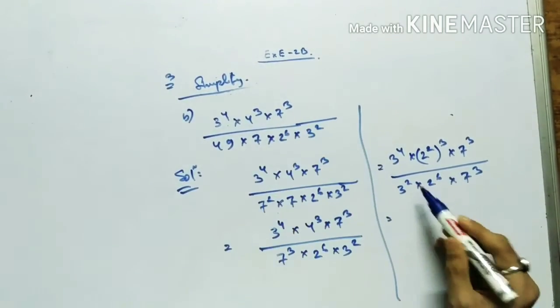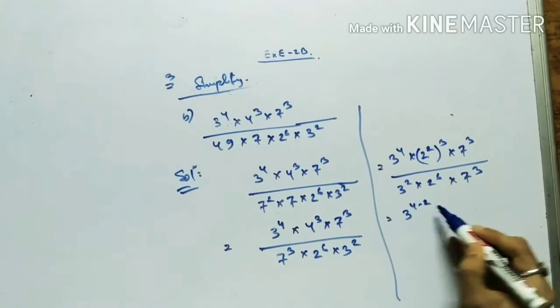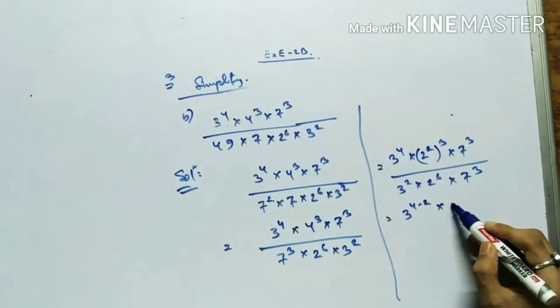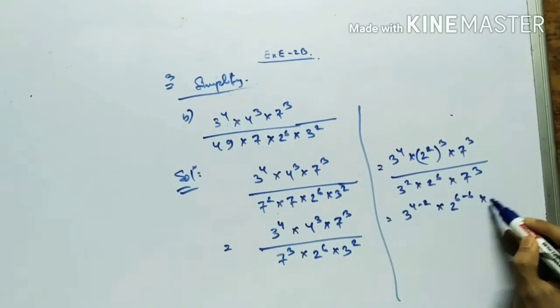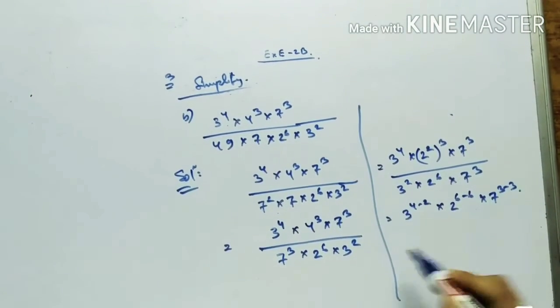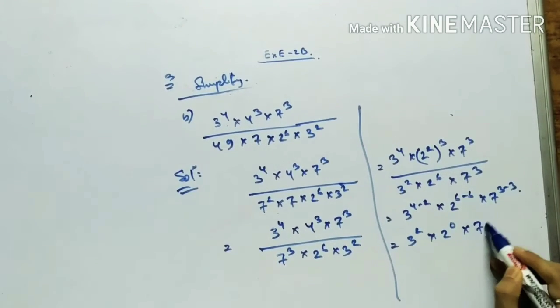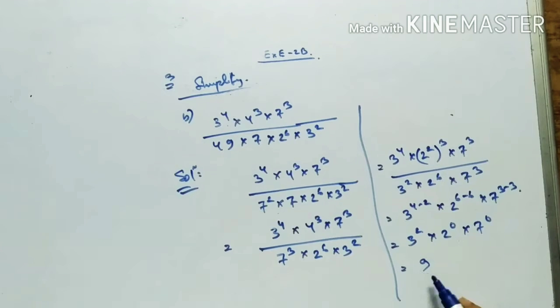So ultimately this becomes 3 to the power 4 minus 2, and 2 to the power 6 becomes 2 into 3, 6. So 2 to the power 6 minus 6 into 7 to the power 3 minus 3. So this is 3 to the power 2 into 2 to the power 0 into 7 to the power 0. So ultimately the answer I will get is 9.